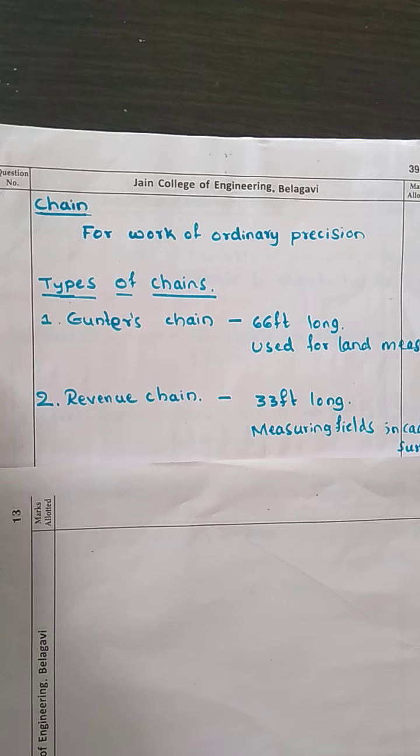The ends of the chain are provided with handles, which help in dragging the chain on the ground. The end links include the handles. Metallic tags or indicators of a distinctive pattern are fixed at various distinctive points. Now we will see the diagrammatic representation of a chain.